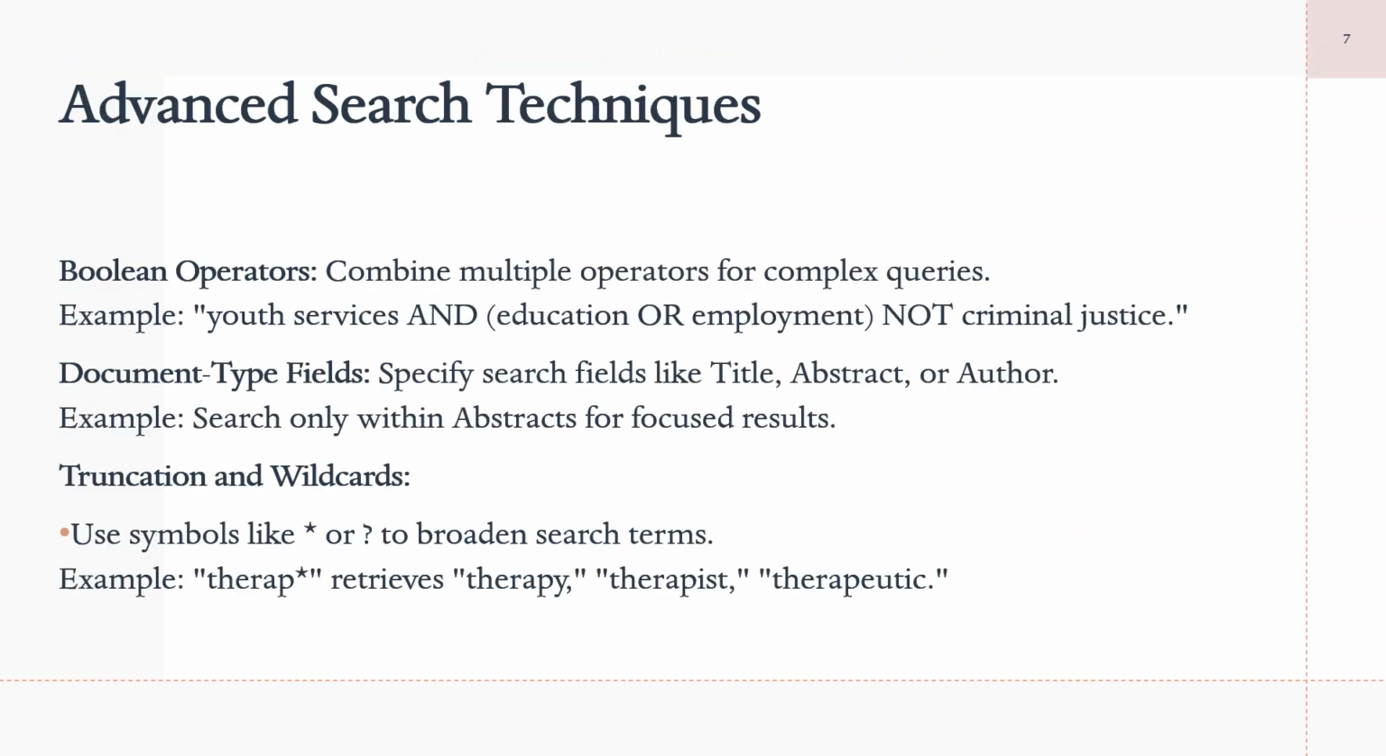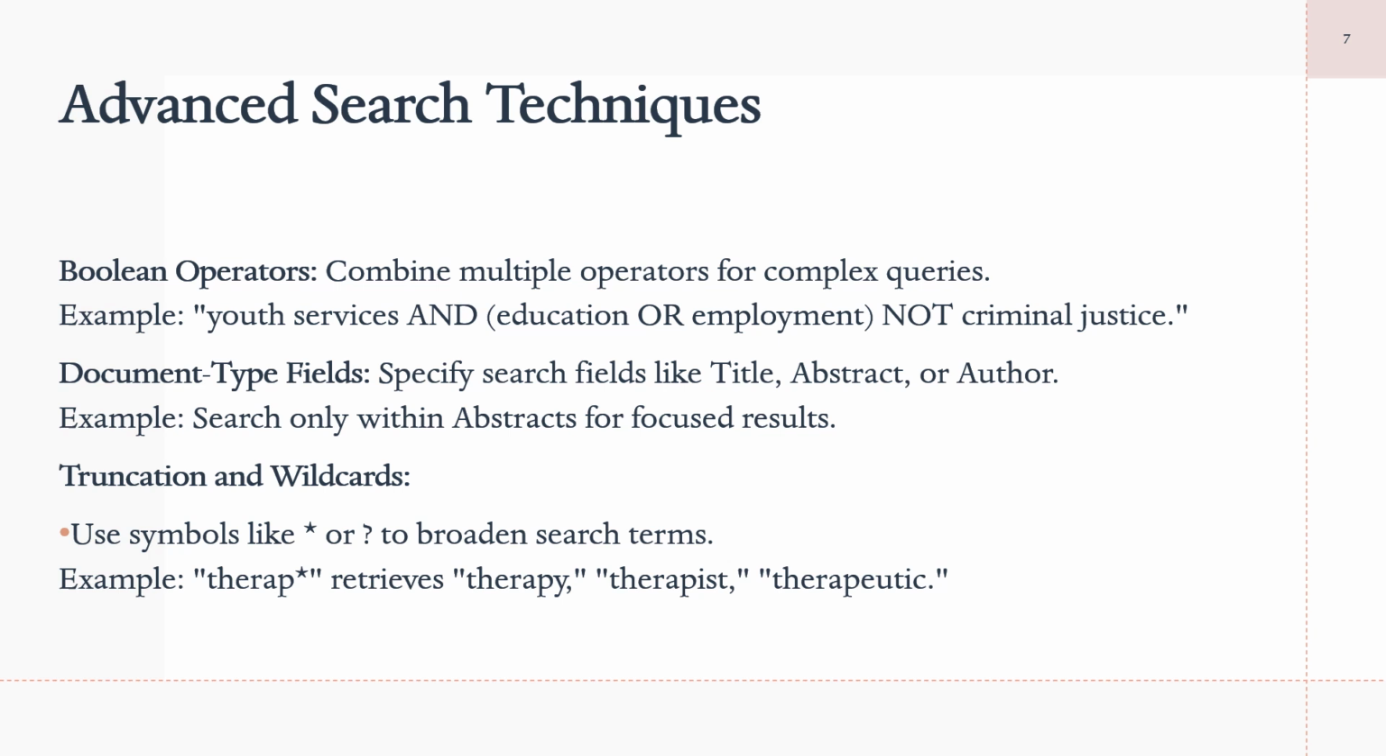So now we're going to go into advanced search techniques. The Boolean operators: you could combine multiple operators for complex queries. So for example, if you want to do youth services and education or employment and not criminal justice, you could do that in one search.